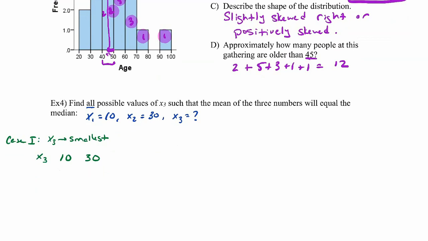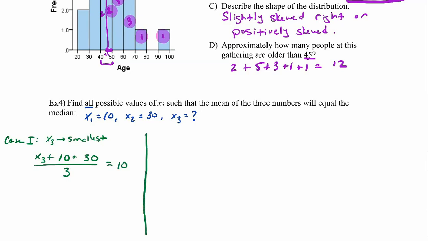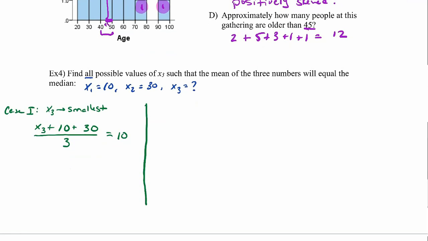So here's how we can set up an equation for this particular case. To find the average of 3 numbers, I add these 3 numbers and divide by 3. On the right, I'm going to set it equal to what the median would be, and in this case, the median would be 10. So there is one potential case that we can go on to solve. Let me clean up the numerator a little bit first. That's 40, so I have x3 plus 40, all over 3, is 10. And now I'm going to multiply both sides by 3.